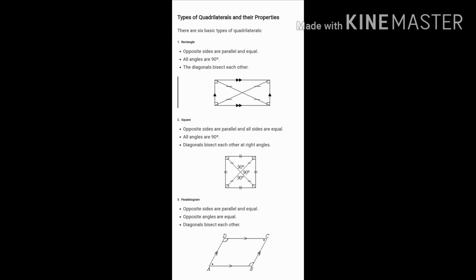Third one, parallelogram. Opposite sides are parallel and equal. Opposite angles are equal. Diagonals bisect each other. Children, what I am telling, you have to note down in your notebook. Fourth one, rhombus. All sides are equal and opposite sides are parallel. Opposite angles are equal. The diagonals bisect each other at right angle.